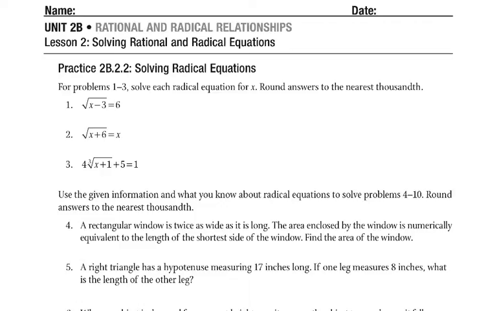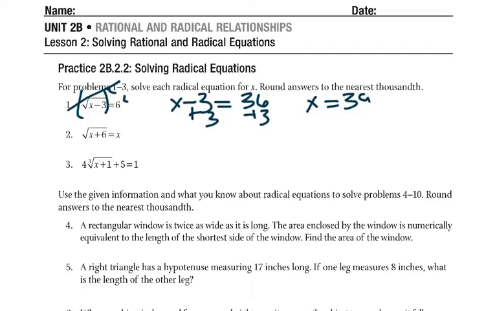So, the first step we want to do is we want to square both sides. We square both sides because squaring a square root undoes it. So we get x minus 3 on the left side equals 6 squared is 36. So add 3 to both sides, and you get x equals 39.